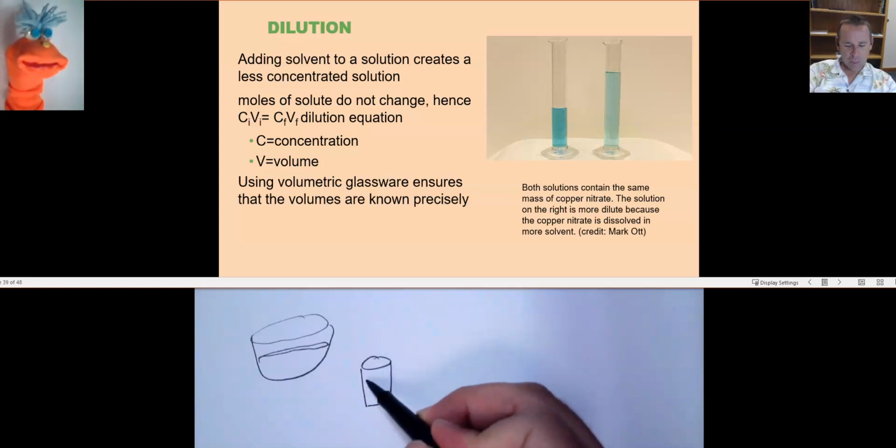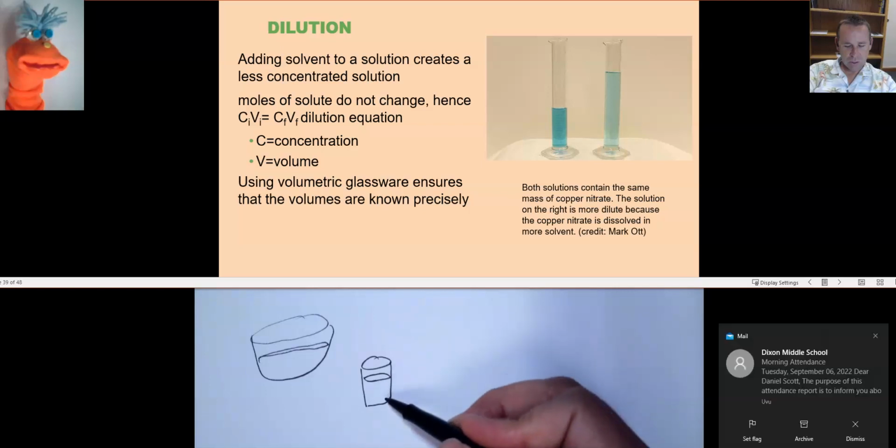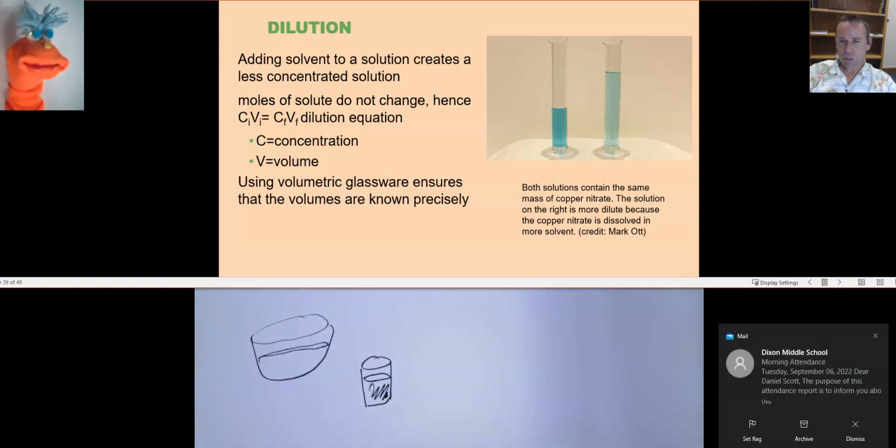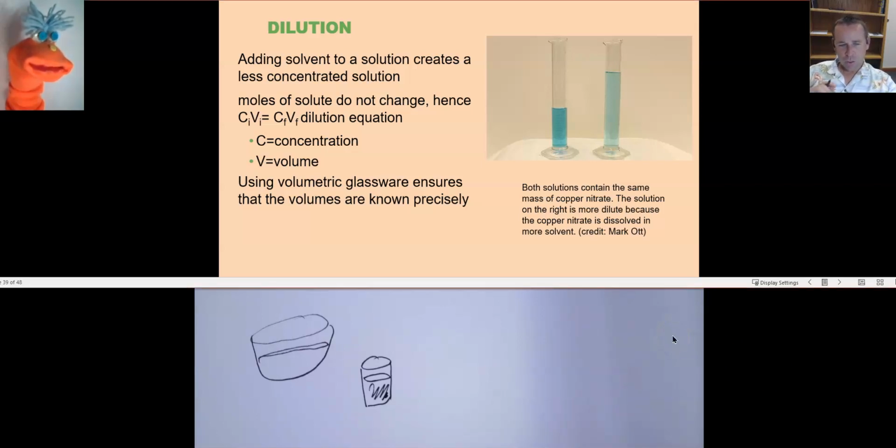And that cup of punch needed to be diluted, didn't it? Yeah, it needed to be diluted. So dilution, how did we dilute that punch? Well, I just added some water. That's right, you can add water to punch to dilute it. So if we add water to our punch, we're diluting it.